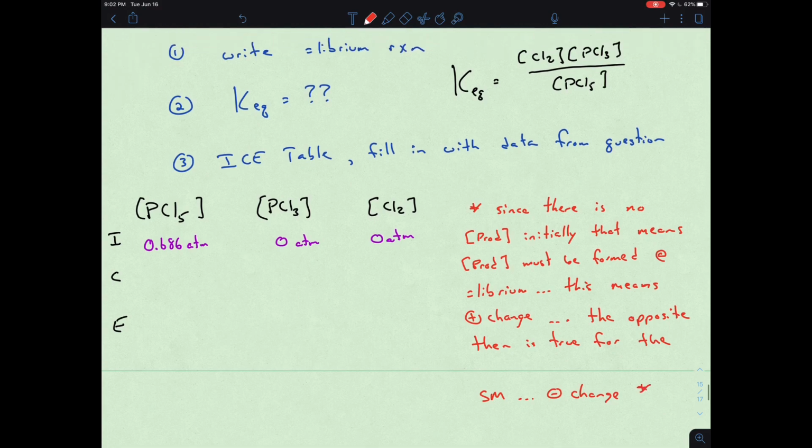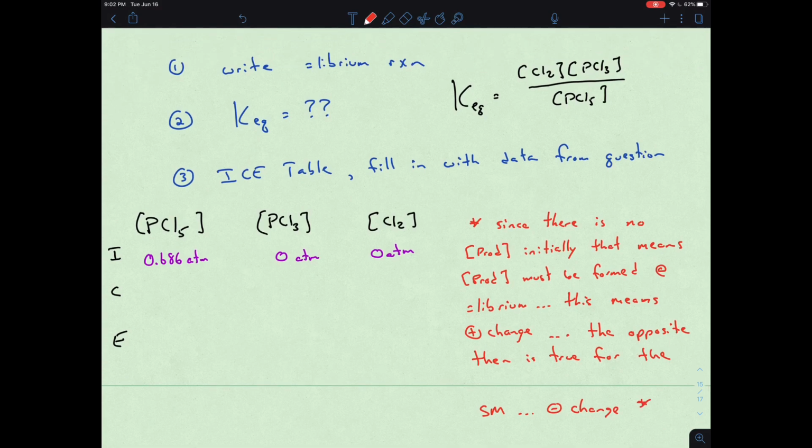That means if we think about this reaction at equilibrium, that we need to produce our products because we start with none of them. And if we're producing the products, that must mean that we are losing our starting material. And the change is going to be based on the stoichiometry that we have.